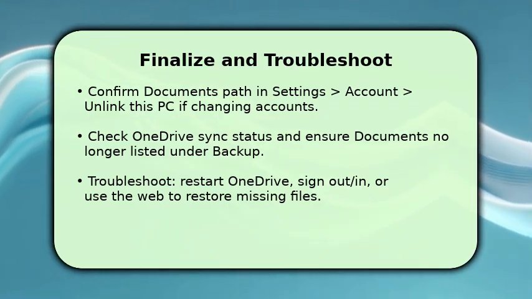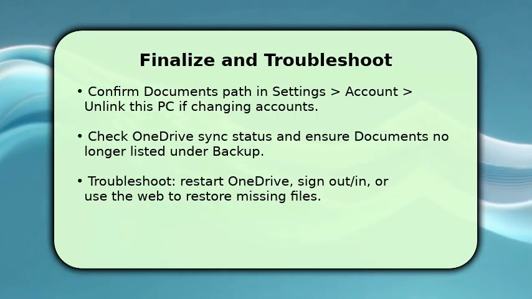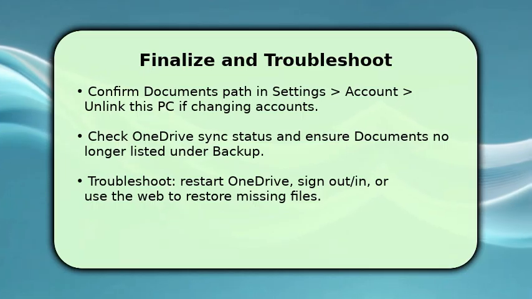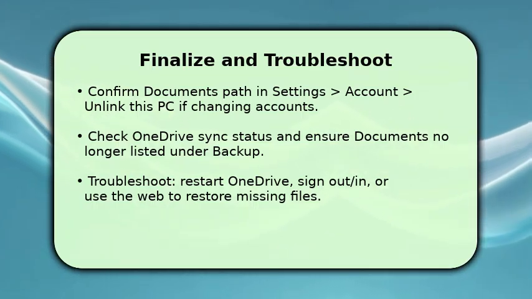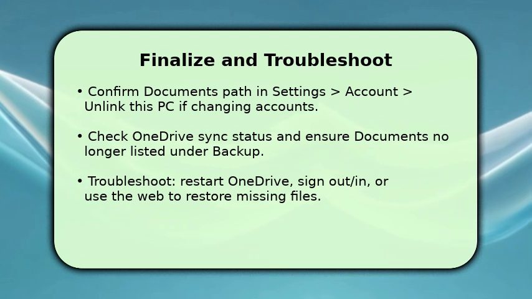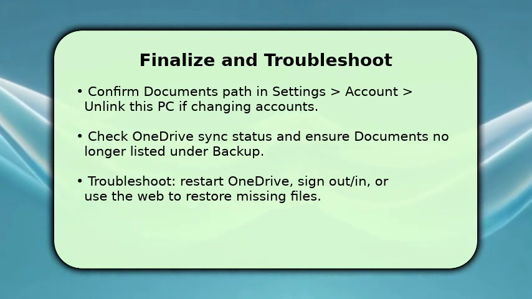If something goes wrong, like missing files or continued syncing, sign out and sign back in, or use the OneDrive web Recycle Bin to restore recently deleted items. If persistent, unlink this PC and relink after ensuring local files are correctly placed.